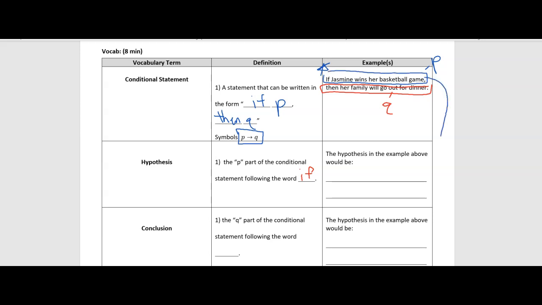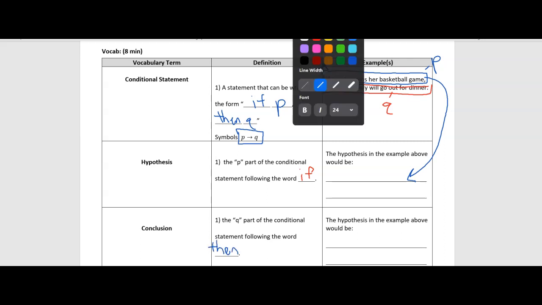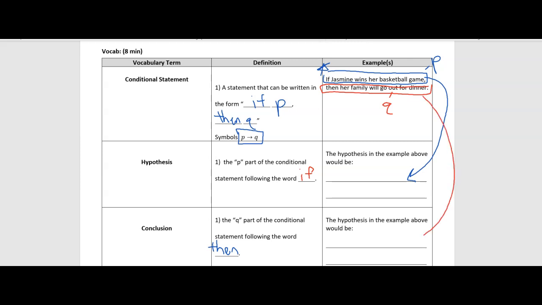So you could just copy down the P part for our hypothesis right here. The conclusion is the Q part, and this will follow the word then. So we already identified what our Q was here, and that's what you could write down there. So conditional statements, there's an if part, there's something that comes first, and then there's a then part. There's something that is dependent on the initial thing, right? So Q depends on P.